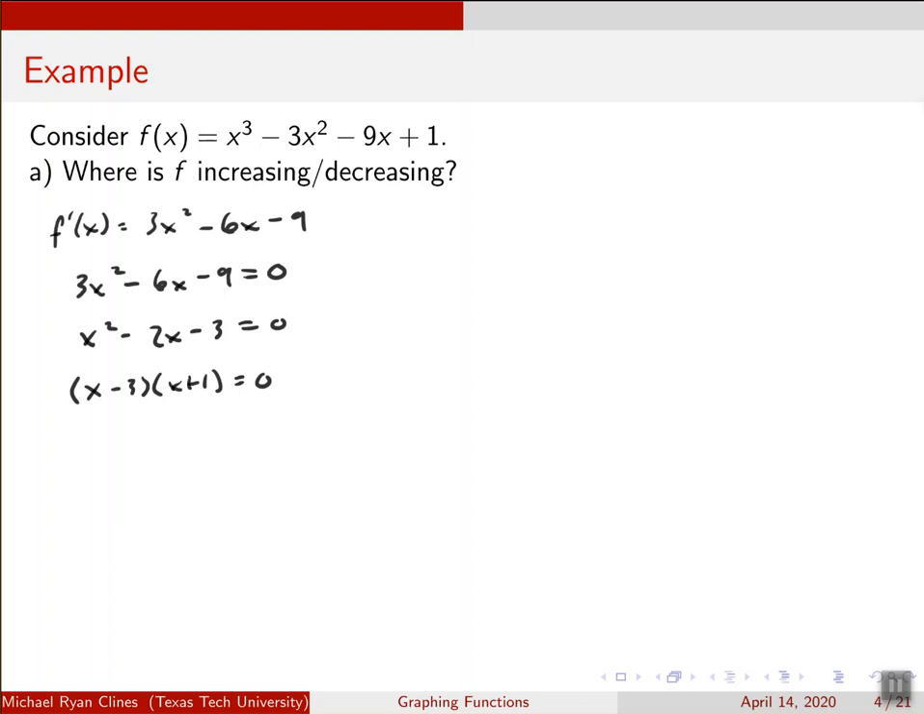So we have this factorization of this quadratic. We know it's equal to 0. So these are two numbers.